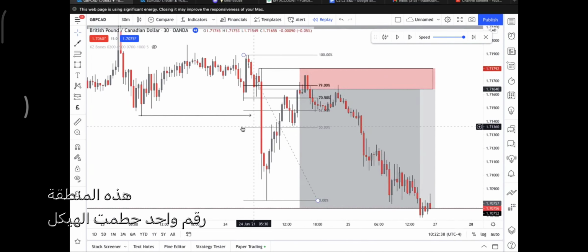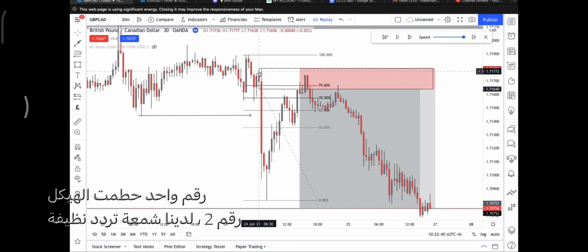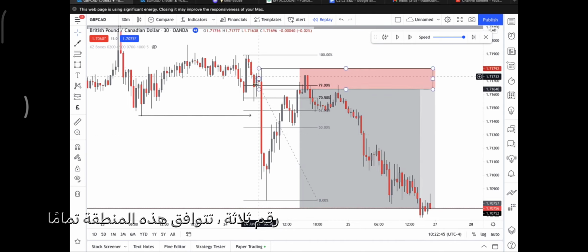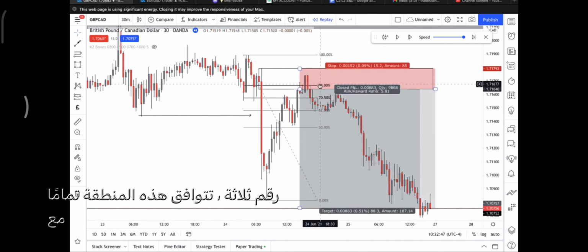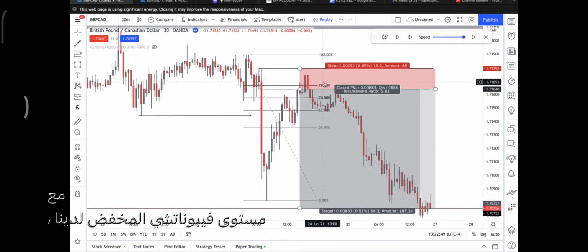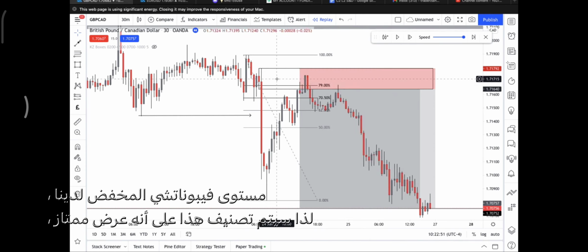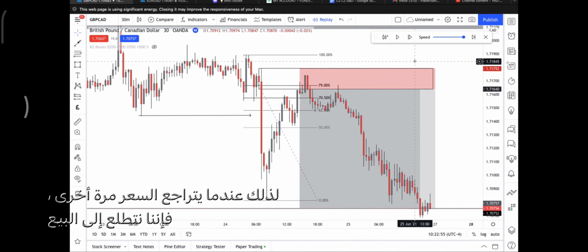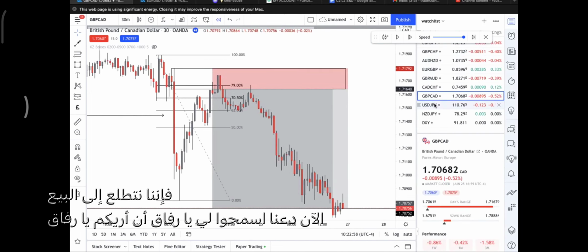Number one, it broke structure. Number two, we have a clean indecision candle. Number three, this zone aligns perfectly with our premium Fibonacci level. So this will be classified as a premium supply. So when price pulls back into it, we would look to sell off. Now let me show you guys another example.